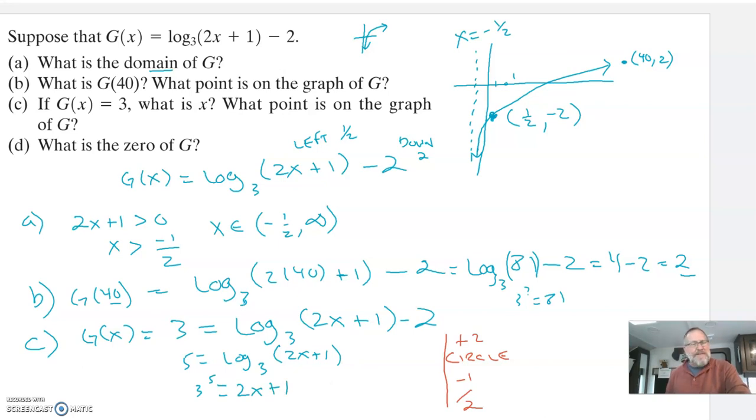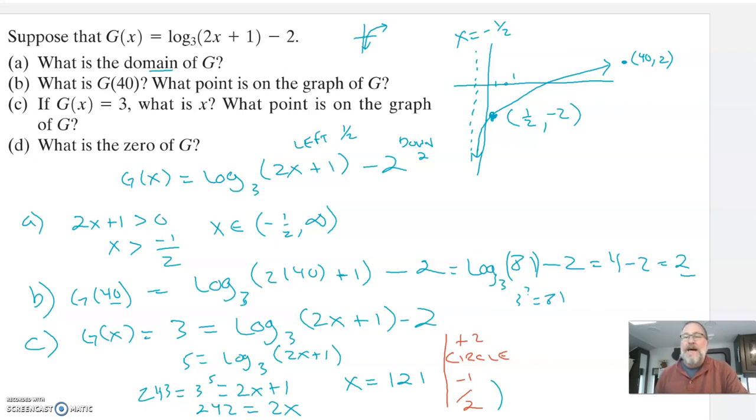How many more steps? I already have it. And just so you know, 3 to the 4th is 81. 243 is 3 to the 5th. So it looks like I need to subtract 1 and divide by 2. So let's see what that looks like. Subtract 1. 242 is equal to 2x. Divide by 2. x is 121.